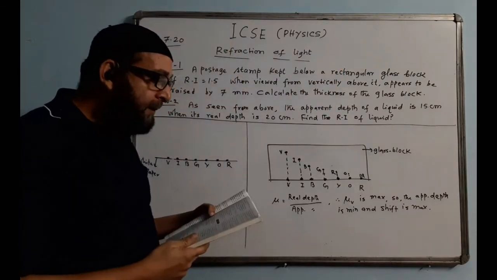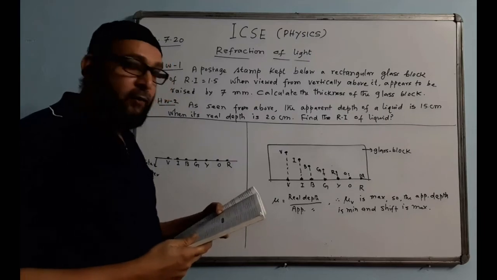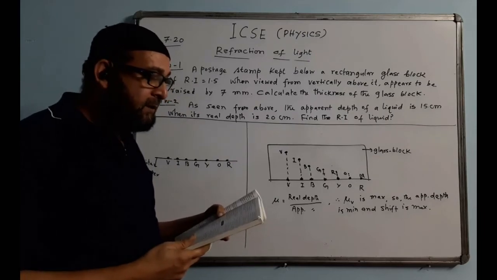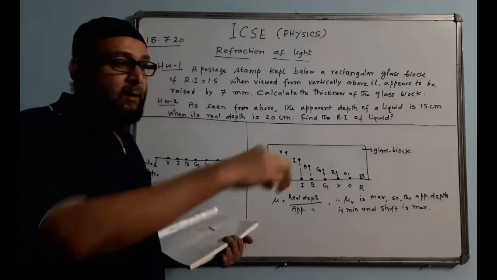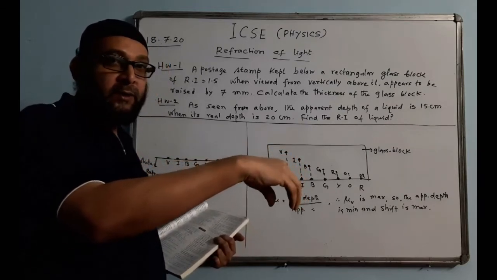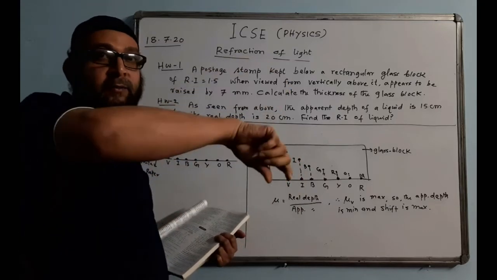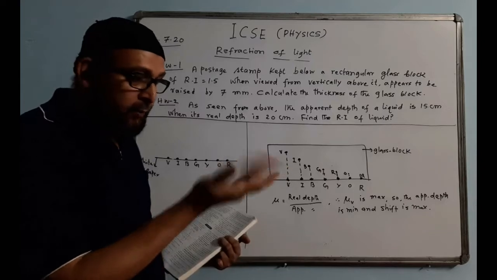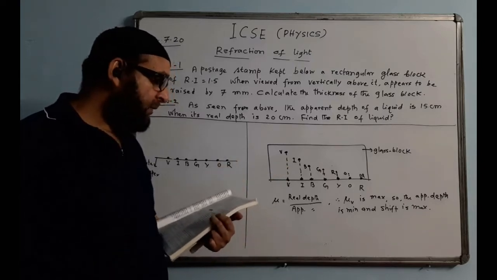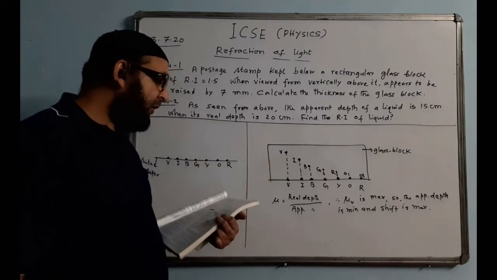A coin kept in the vessel and not visible when seen from just below the edge of the vessel can be viewed from the same position when water is poured into the vessel. Coin in the empty glass, we cannot see it at a particular angle. You fill it with water. Due to refraction, you will be able to see it because the position of the coin will appear to be raised, and now you will be able to see it. This is also due to refraction.